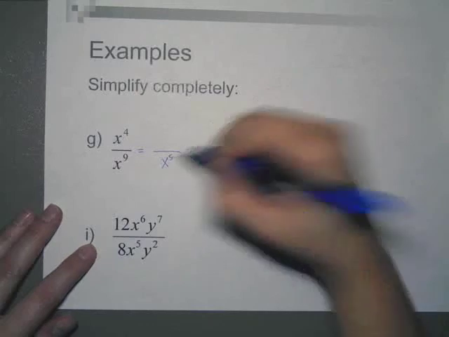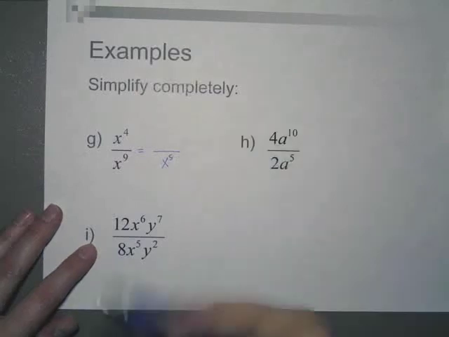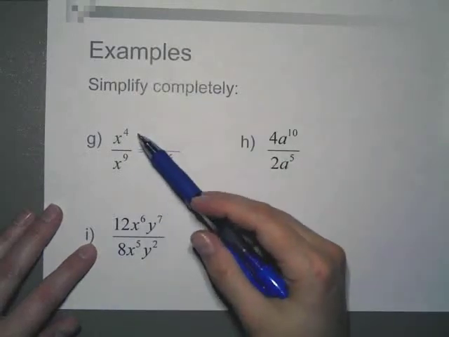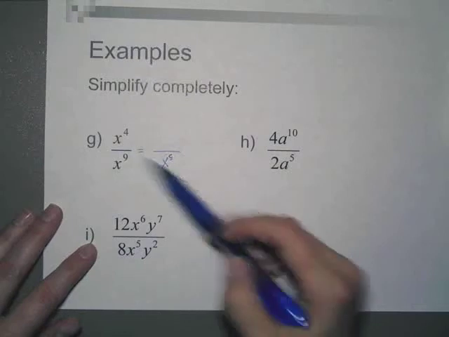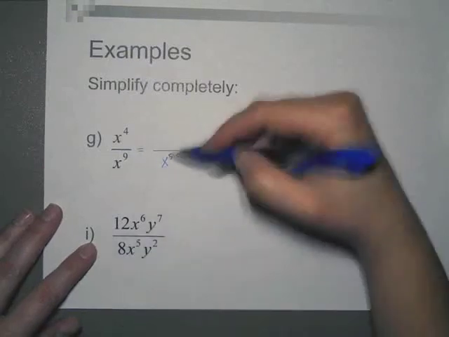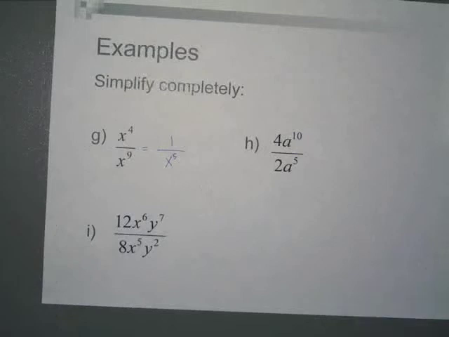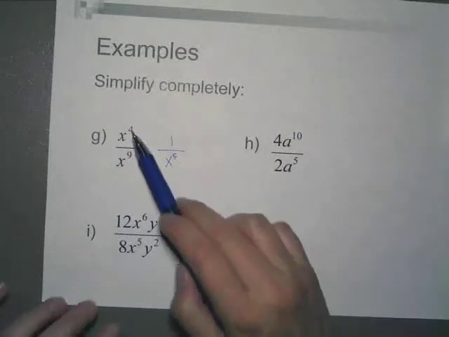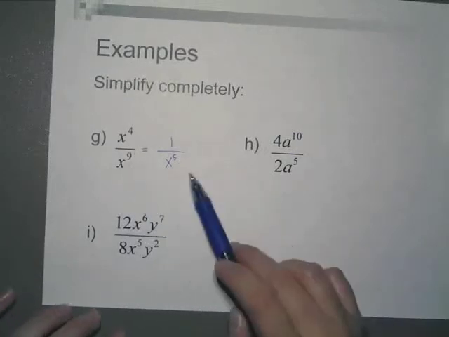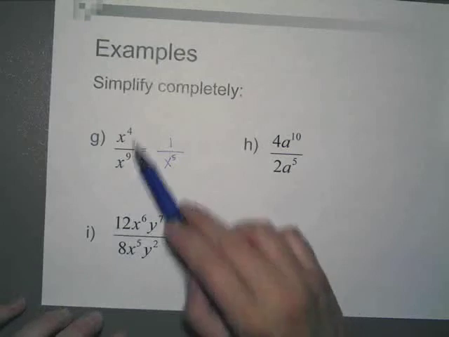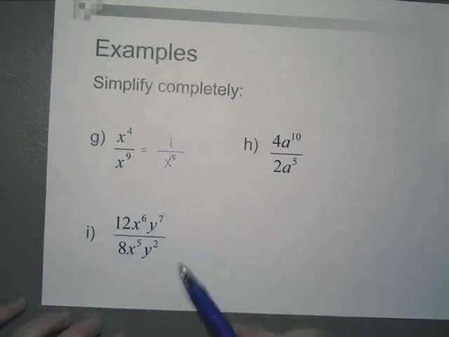I'm going to subtract those exponents, always just the larger number minus the smaller number. So 9 minus 4 is 5. Nothing's left on the top, so I leave it with a 1. So 1 over x to the 5th. Where the exponent is bigger, that's where the x ends up, and then I subtract my exponents. All right, let's try another problem.